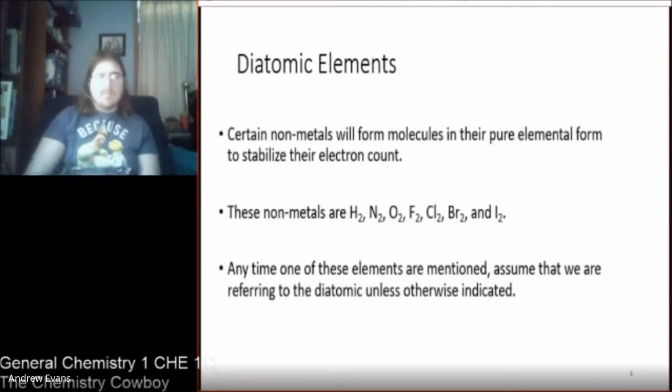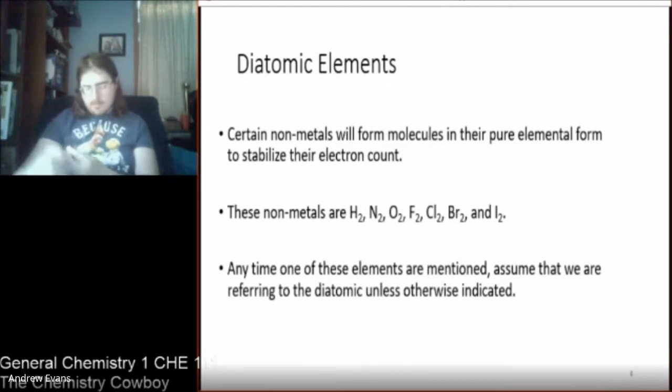The first thing before we go any further is looking at diatomic elements. There are certain nonmetals that will form molecules in the pure elemental form in order to stabilize the electron count. It helps to remember them: hydrogen, and then moving across the table after carbon, we have nitrogen, oxygen, fluorine, and then moving down from fluorine, we have chlorine, bromine, and iodine.